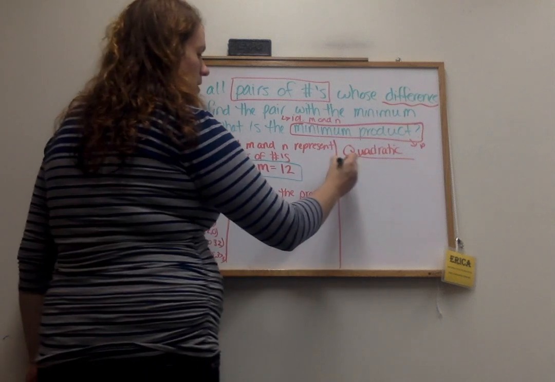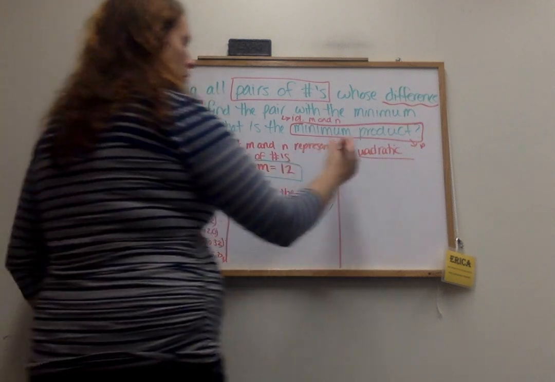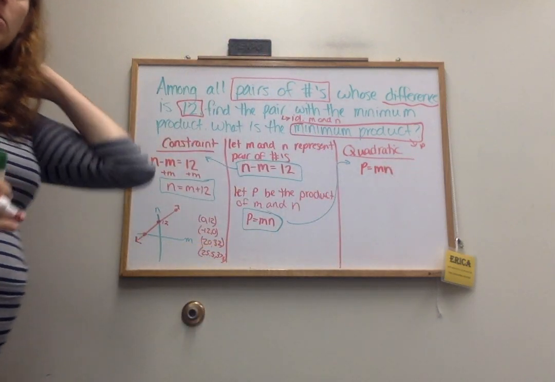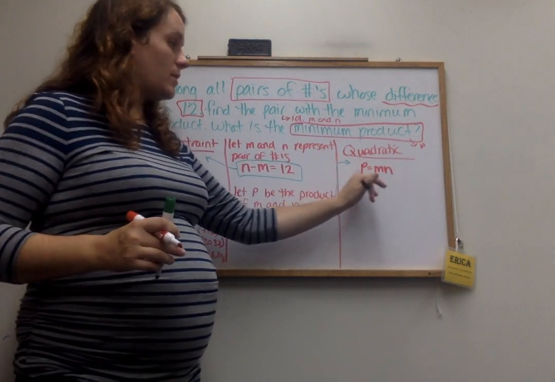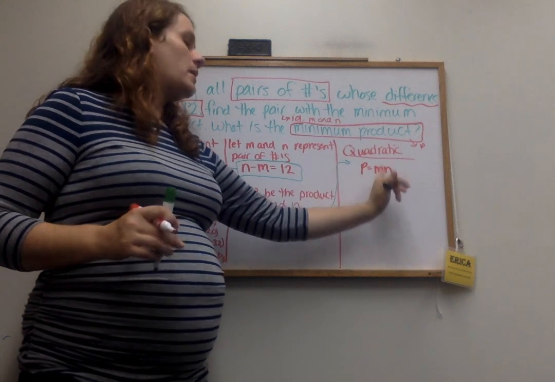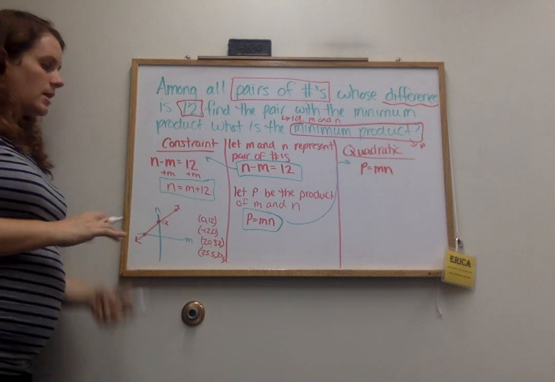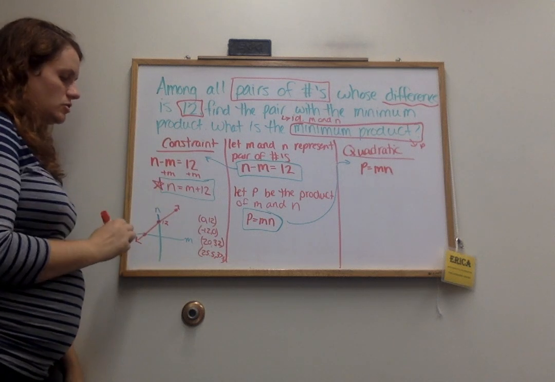Okay, so let's go ahead and slide that up here. We've got P equals m times n. Now, it doesn't look like a quadratic yet, and that's because we have three variables. We have the product, m, and n. We need to cut that down. We need to get rid of one of those. And the way we're going to do that is by using our constraint.